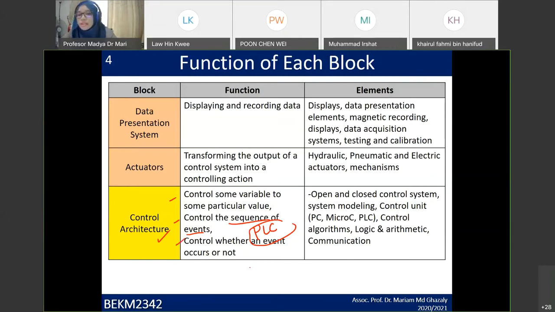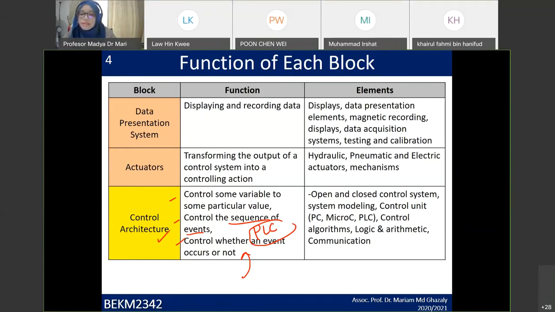So event occur, also the same thing, PLC. If there is a car, if it detects a car because you have the sensor, then the traffic light will turn green. Okay, so that is if the event occurs. If there is no car, it won't turn green. It will stay red.